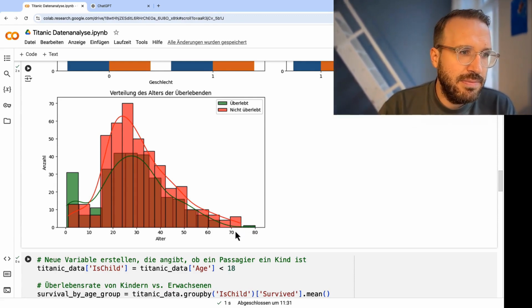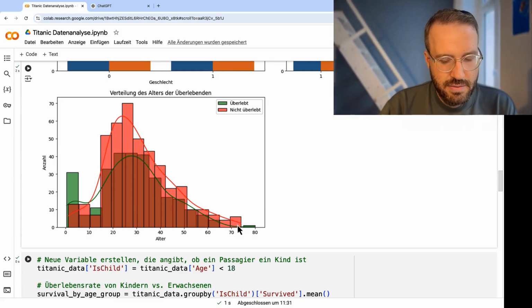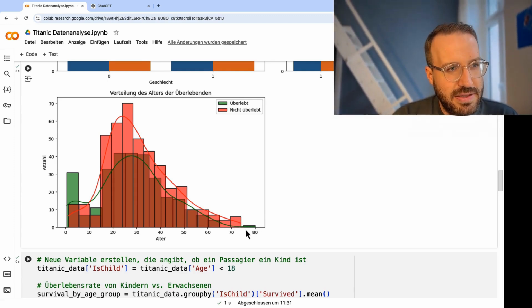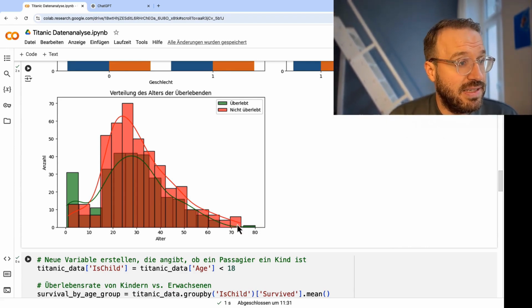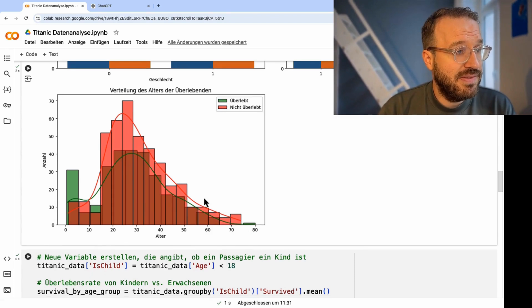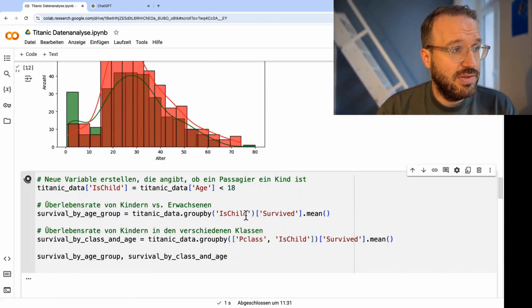Interestingly, those over a certain age are exactly the ones who no longer fit into this category of being very old, and they mostly die as well. But everything is also relatively logical to understand.